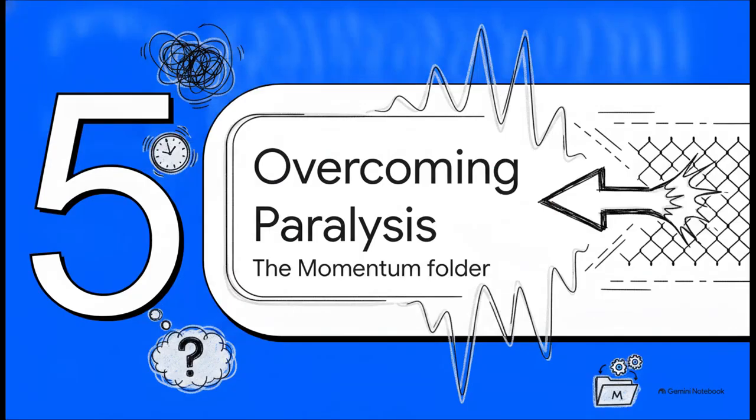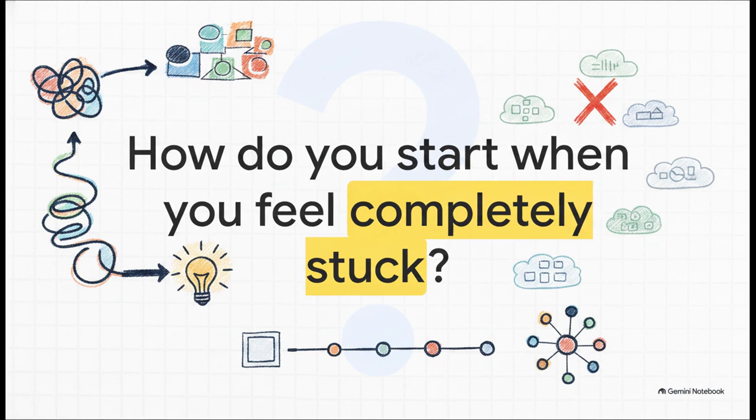Let's get into section 5, overcoming paralysis with momentum, the momentum folder. So we have all been there, right? Staring blankly at the screen, totally unable to start. Think about your own workflow for a second. How do you stop an AI from drifting into endless side quests? And maybe more importantly, how do you force yourself to start when you are feeling completely stuck with blank canvas syndrome?